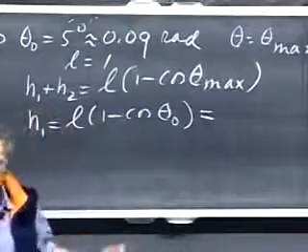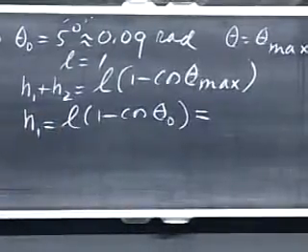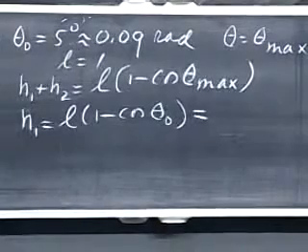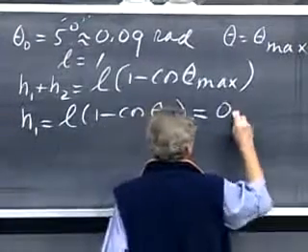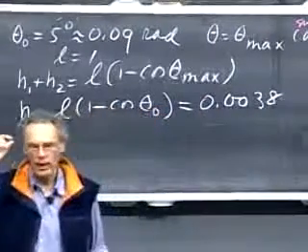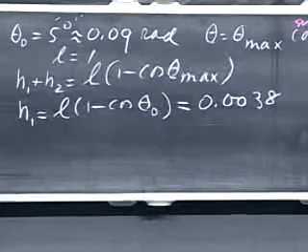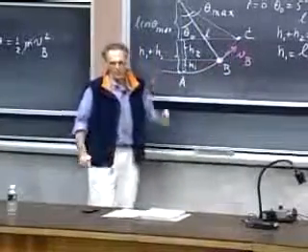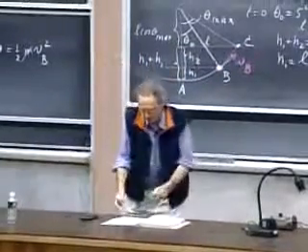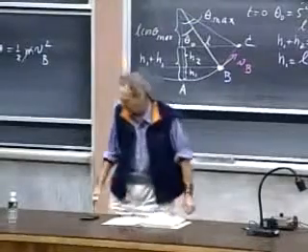And you know theta 0. And so you'll find then, if you're interested in numbers, but don't bother if you don't like numbers, for the numbers that I gave you, this is 0.0038 meters. It's only 3.8 millimeters. It's a teeny weeny little bit. It's a large displacement in this direction, but very little in this direction. So we know already what h1 is. So now what is h2?